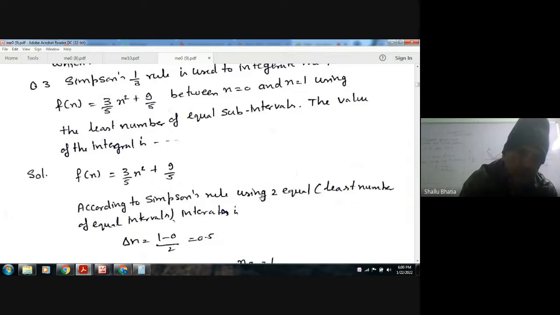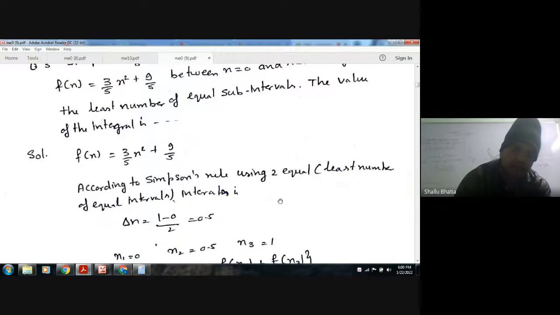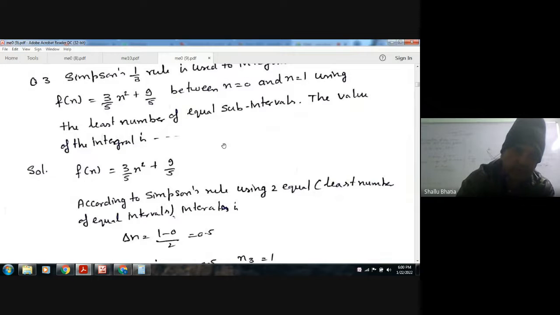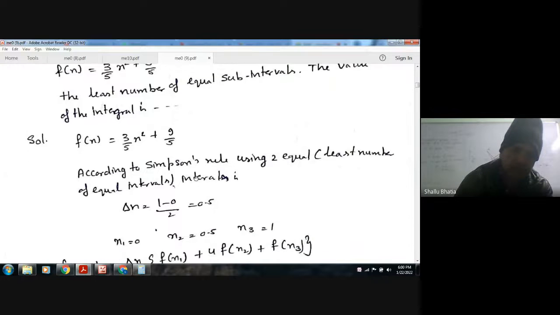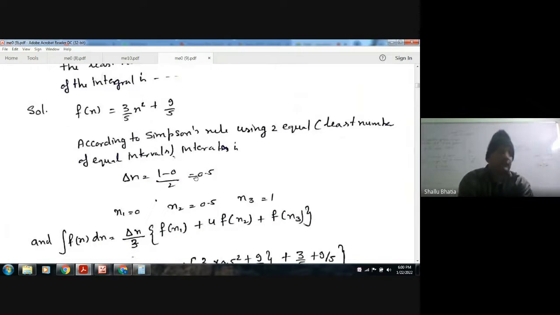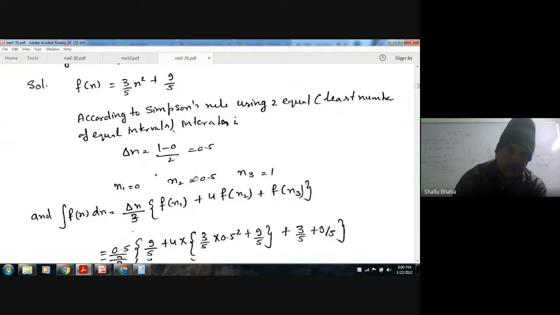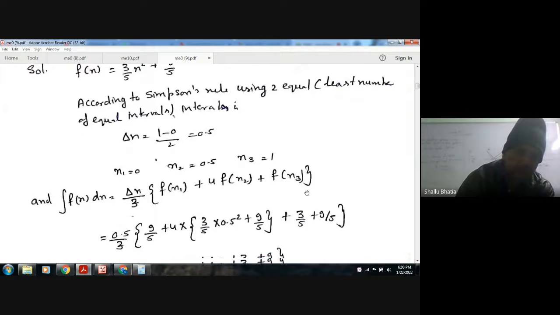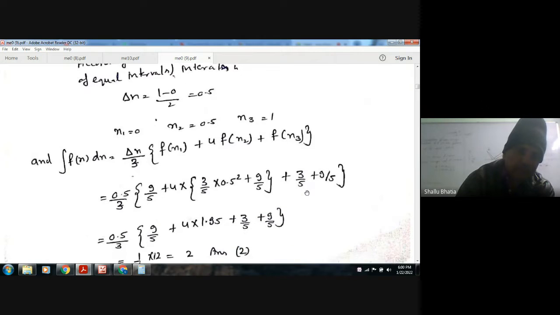So there should be at least two intervals. As the total limit is 0 and 1, the step size is (1 minus 0) by 2, that is 0.5. So x1 is equal to 0, x2 is equal to 0.5 and x3 is equal to 1. Now by performing integration according to Simpson's rule, the integral is Δx by 3 times [f(x1) + 4f(x2) + f(x3)]. So this is the formula.